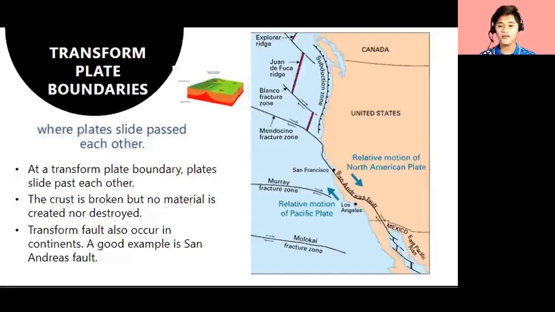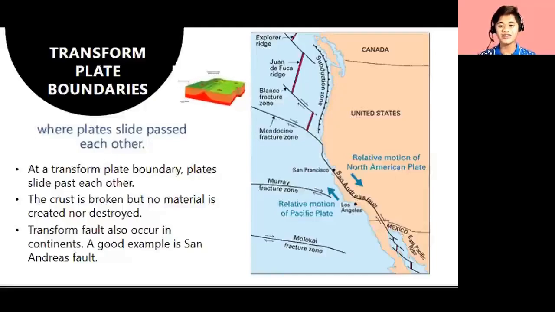Because of friction, the plates cannot simply glide past each other. Rather, stress builds up in both plates, and when it exceeds the threshold of the rocks, the energy is released, causing earthquakes. Although most transform boundaries occur in the ocean basins, a few occur on land.